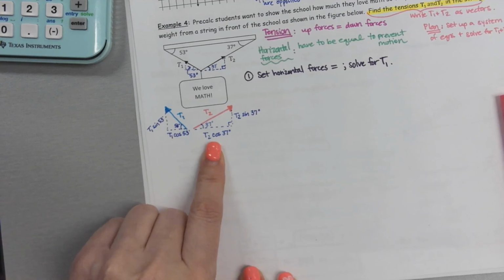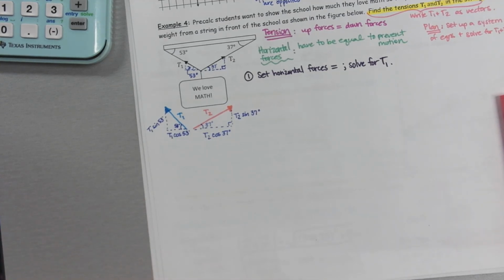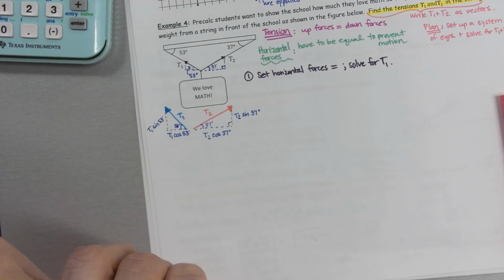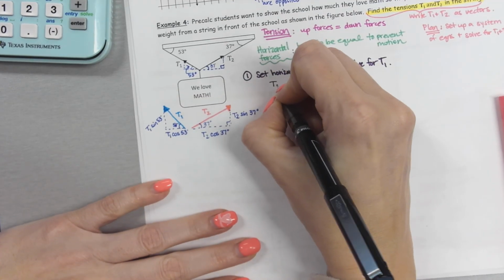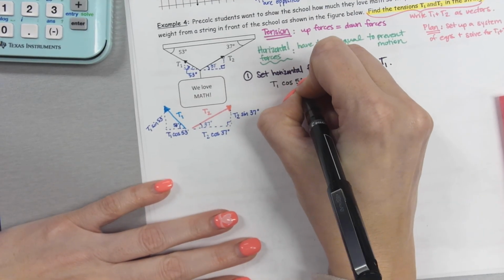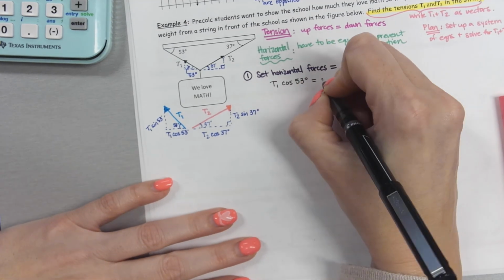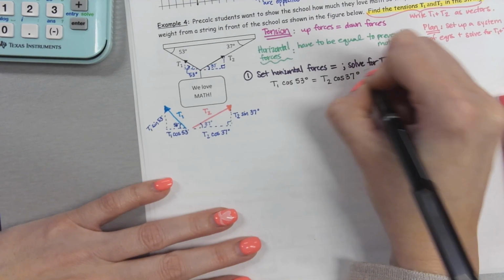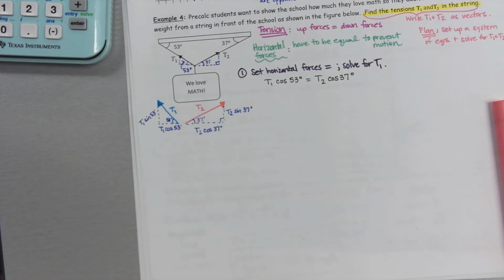The horizontal component here is the T sub 2. So we're just going to set those equal to each other. Okay, so we have T sub 1 cosine of 53 degrees equal to T sub 2 cosine of 37 degrees. Horizontal forces are equal.